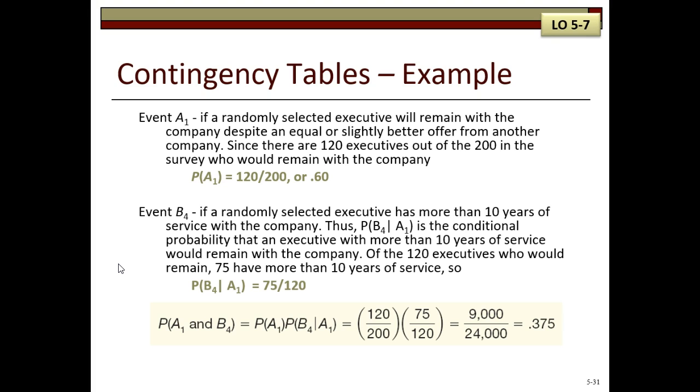Out of the 200 executives, 75 have more than 10 years of experience and said they would remain with the company. So using the general rule, the probability of randomly selecting an executive who is loyal to the company and who has more than 10 years of experience is found by 120 divided by 200 times 75 divided by 120, which is equal to 0.375 or 37.5%.